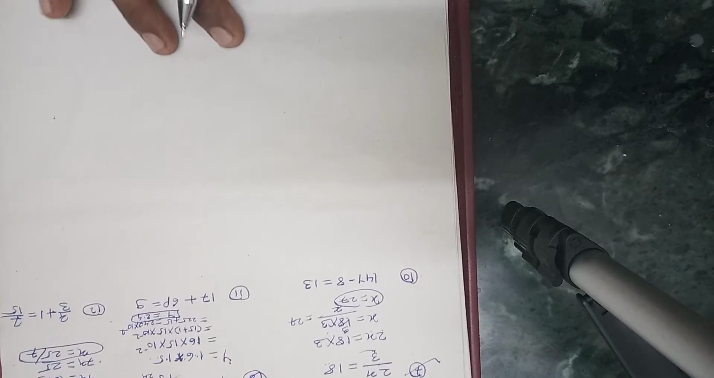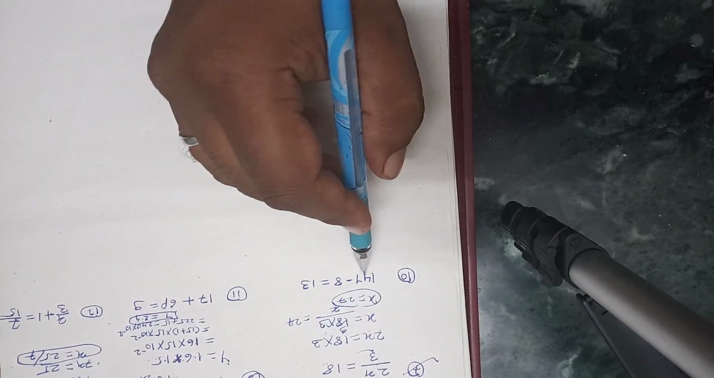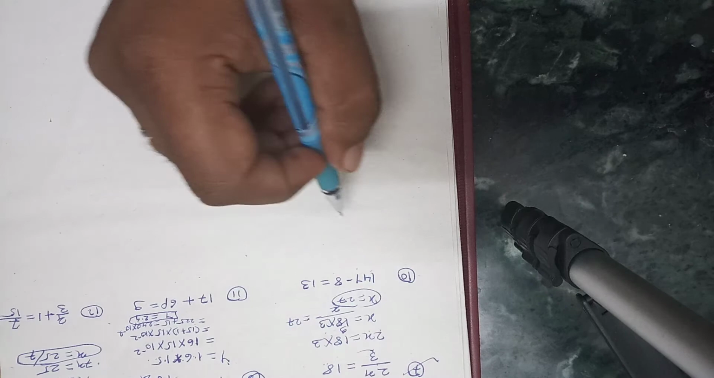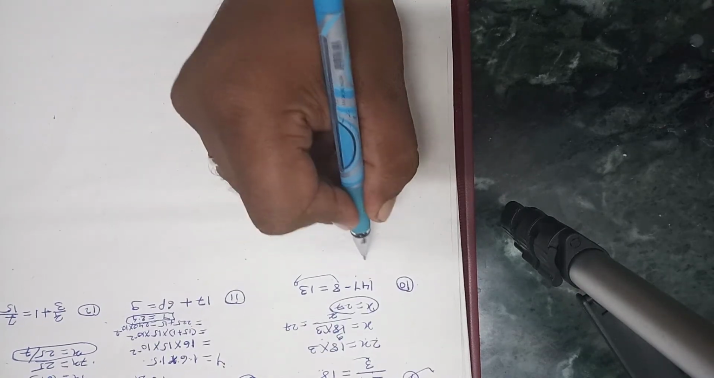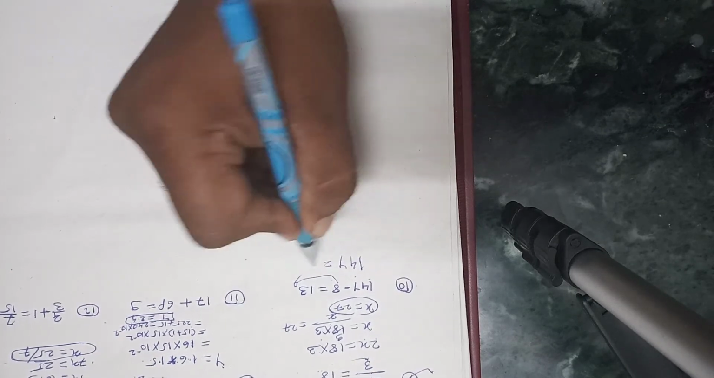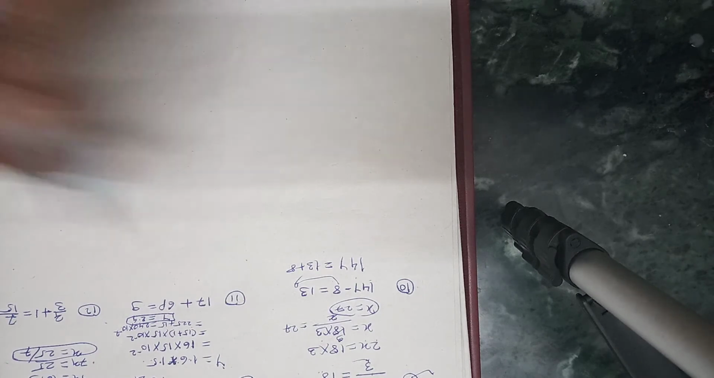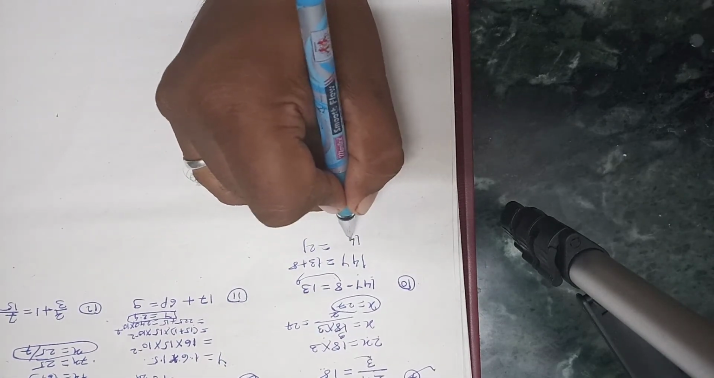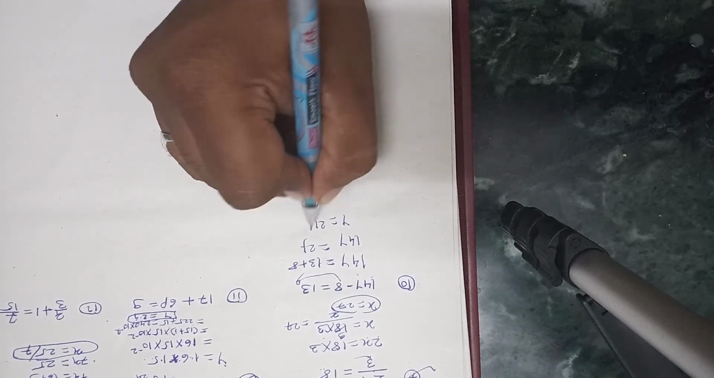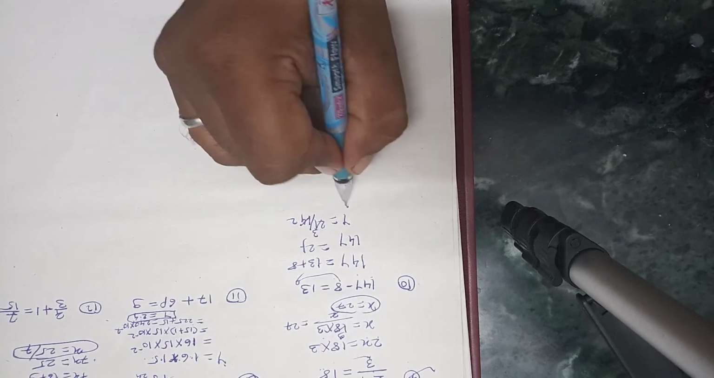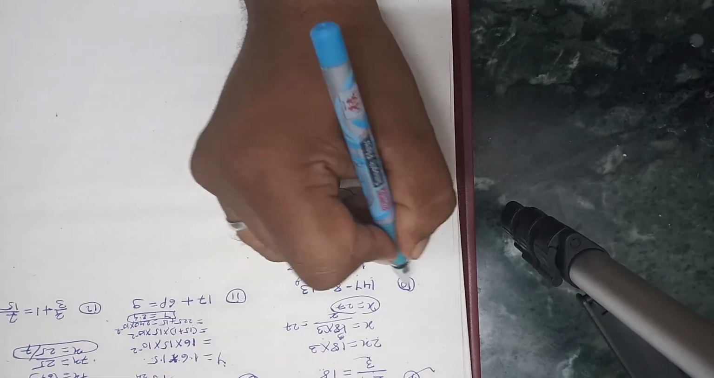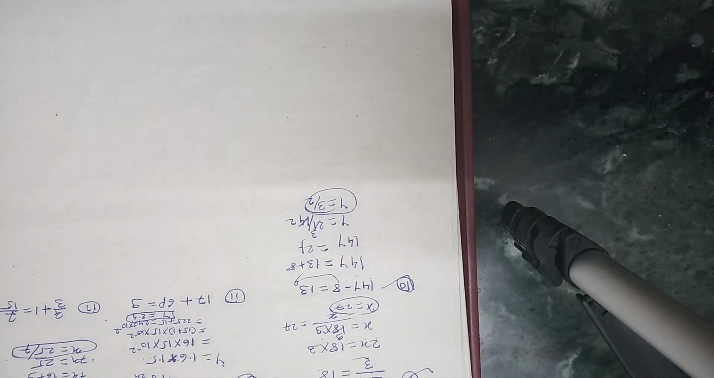Now let us see example number 10. In this case, the equation is 14y minus 8 is equal to 13. Transfer this 8 here. So the equation will be 14y is equal to 13 plus 8. So 13 plus 8 will be 21. 14y is 21. y will be 21 by 14. 7 twos are 14, 7 threes are 21. y will be 3 by 2. The answer will be y is equal to 3 by 2.